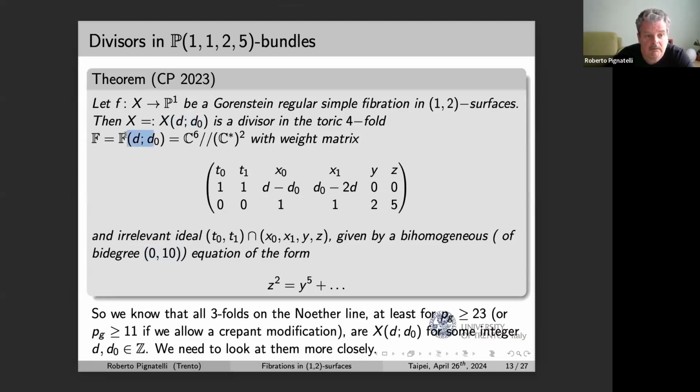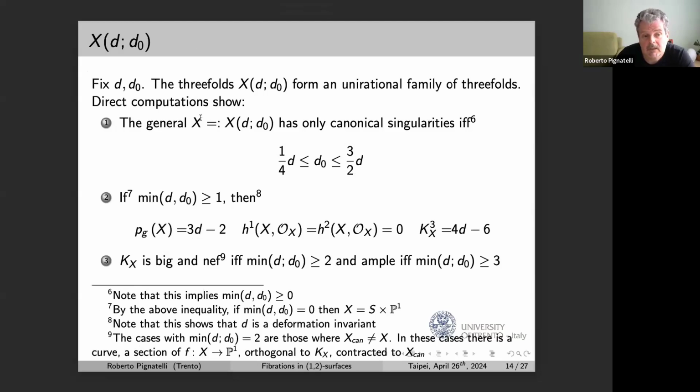But then for each of these, I take a unidirectional family, which is an open subset of this, which of course may be empty, because I have to assume that the general element has only canonical singularities. In fact, a direct computation shows that you cannot take any D, D0, otherwise you get everything too singular. For the general element in this family to have only canonical singularities, you need an inequality: the ratio between D0 and D must be between 1/4 and 3/2.